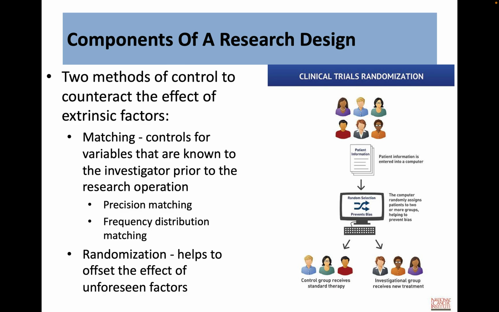Say we're doing this in Tuba City and half of the population are Hopi and half the population are Navajo. If I put too many of one tribe in one group and not in the other, is that going to skew my results? Randomization helps to offset the effect of unforeseen factors.